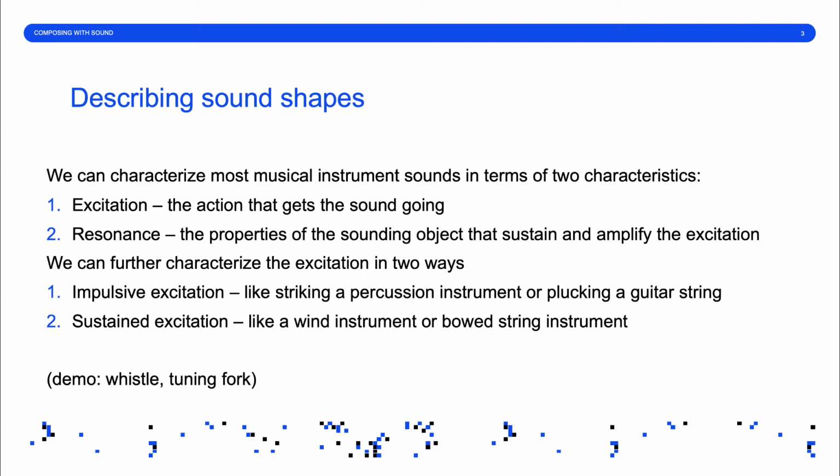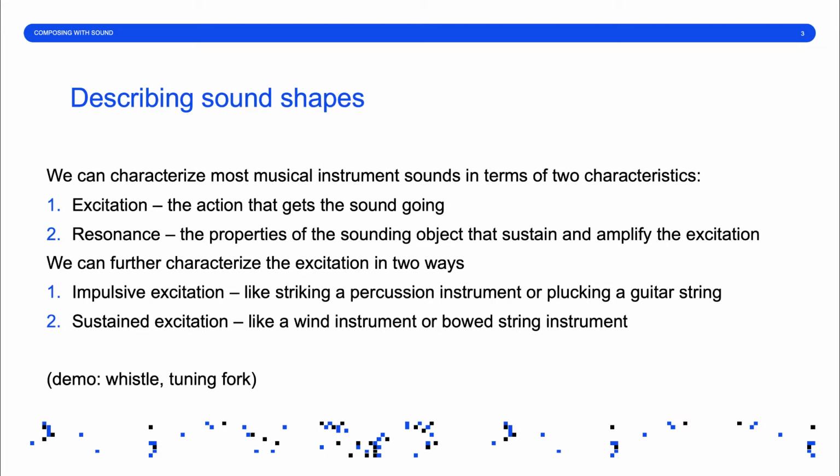When it comes to describing sound shapes, we can characterize most musical instrument sounds in terms of two characteristics: the excitation and the resonance. The excitation is the action that gets the sound going, and the resonance are the properties of the sounding object that sustain and amplify the excitation. I'm going to give a quick demonstration in a minute with a tuning fork and a whistle. And the difference between those two is in terms of both the excitation and the resonance.